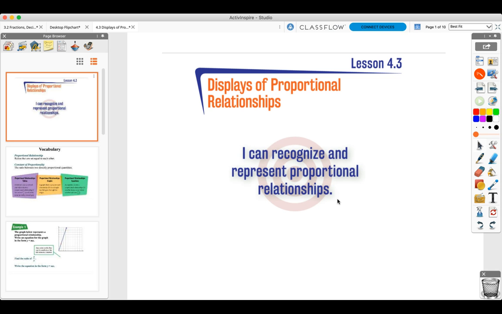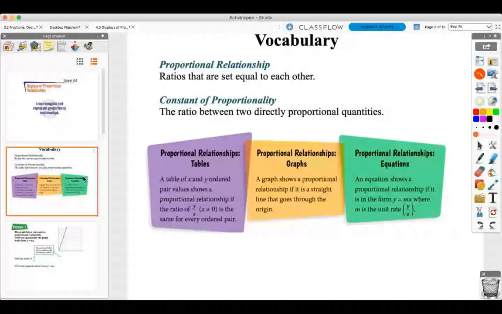Hi students, today's lesson will be lesson 4.3 on displays of proportional relationships. And you'll be able to recognize and represent proportional relationships by the end of this 2-day lesson. So let's go over some vocabulary.